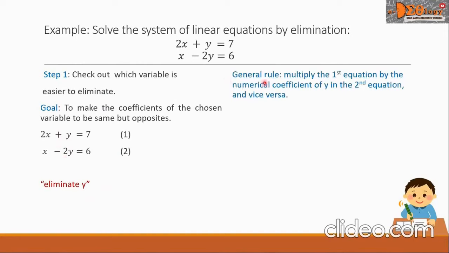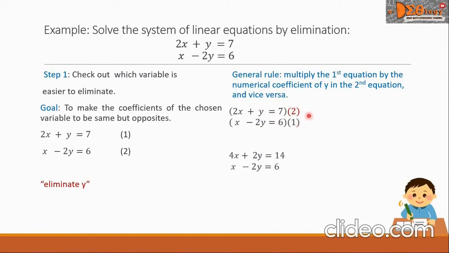This is the general rule. Multiply the first equation by the numerical coefficient of y in the second equation, and vice versa. It means to say, since I decided to eliminate y, in the first equation, I will multiply the first equation by the coefficient of y in the second, which is 2. And in this case, I will not include the sign. And also, for the second equation, I will multiply this by the coefficient of y in the first equation. And in this case, it is 1. So we have now the first equation to be multiplied by 2, and the second equation to be multiplied by 1.